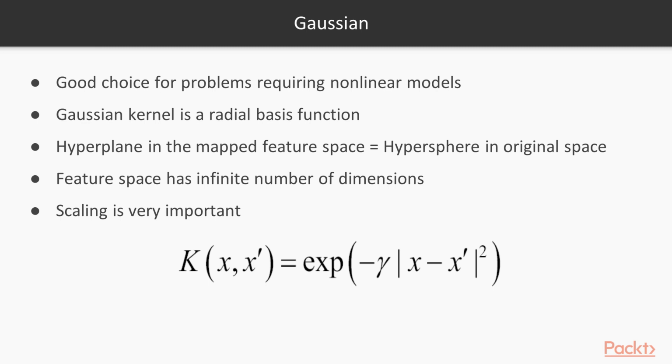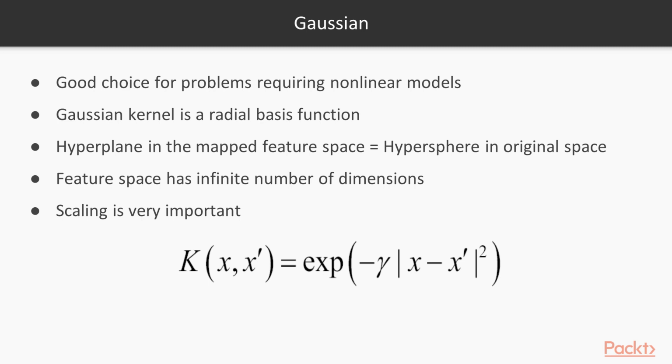The Gaussian kernel is a good first choice for problems requiring non-linear models. The Gaussian kernel is a radial basis function. A decision boundary that is a hyperplane in the mapped feature space is similar to a decision boundary that is a hypersphere in the original space. The feature space produced by the Gaussian kernel can have an infinite number of dimensions, a feat that would be impossible otherwise. The Gaussian kernel is given by this equation.